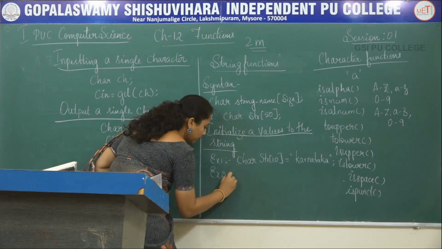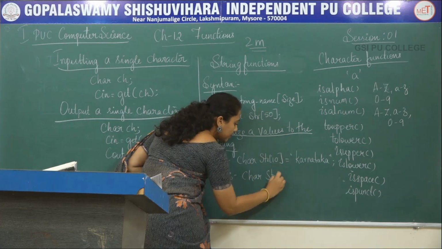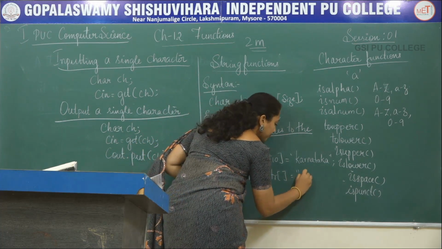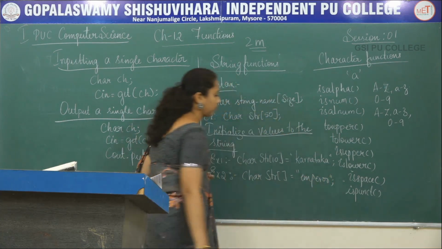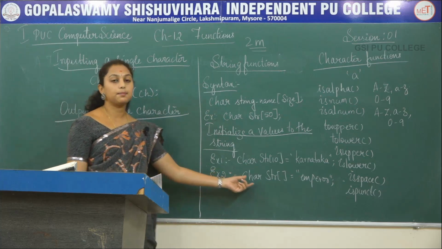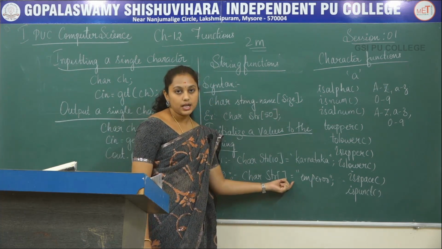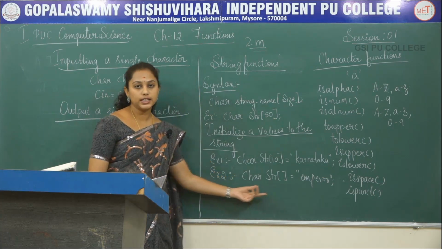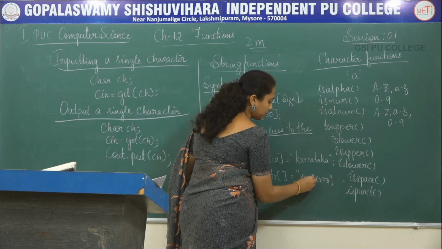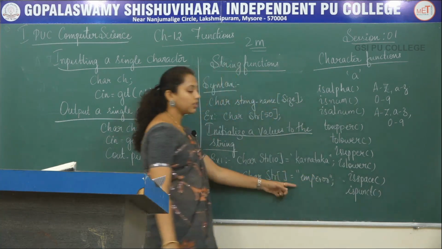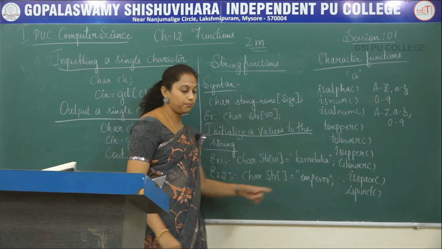Example 2. char str[]. In this example, we didn't mention the size. The size is automatically determined here. So what is the size of the string? The size of the string is 7.